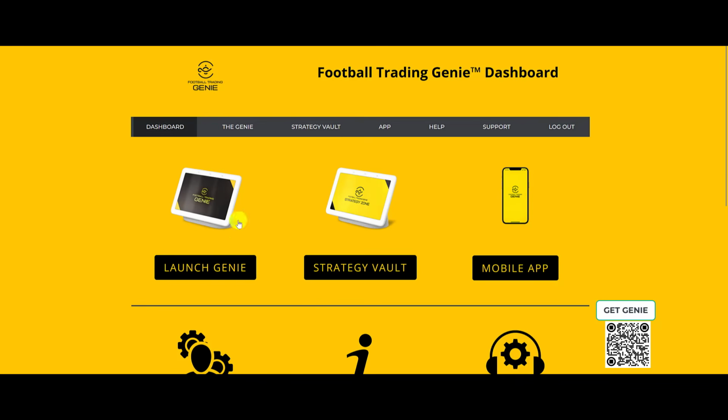But while we're here, I also wanted to show you the Football Trading Genie dashboard. When you become a member, you will get access to this dashboard, which has a few things we'll get into in just a moment. This button here will launch the Genie, the actual software itself, which works in your browser, works instantly. You don't have to download anything to your computer. So we're not going to click that just yet because you've already seen it.